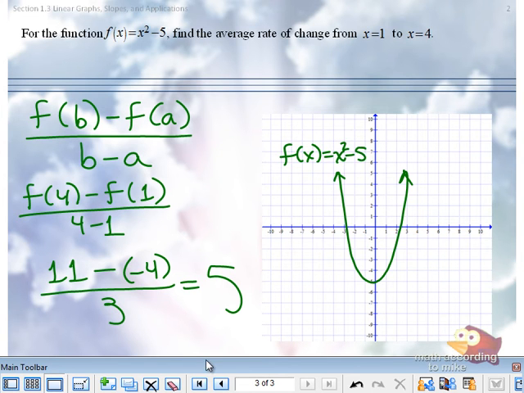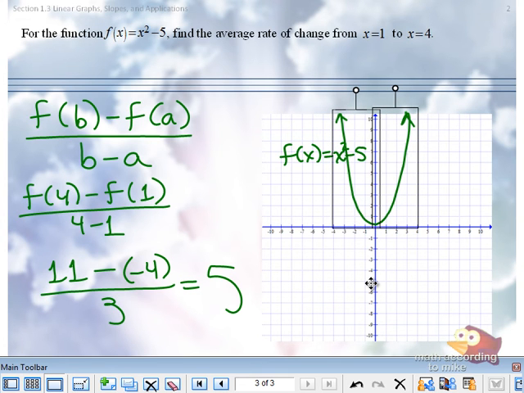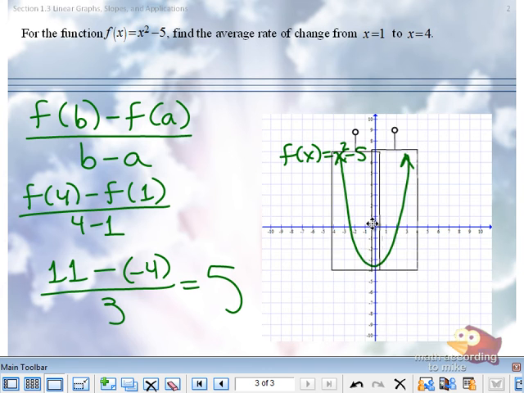So what we're going to learn later, instead of plotting points, is that x squared is a U-shaped curve, and the minus 5 is going to say move that curve 5 units down. So that would be the graph there, normally, and then we just move it down 5.